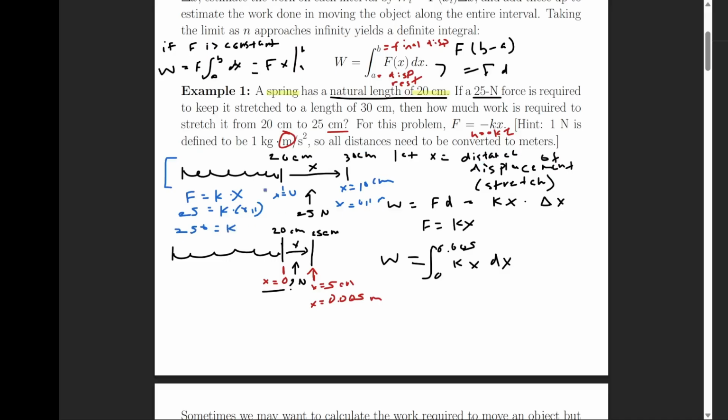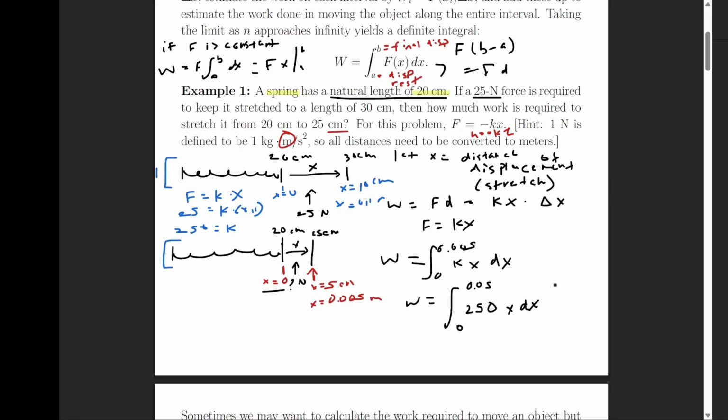Since k is a constant, it's going to be the same for the same spring. The k for the first spring is going to be the same for the second spring. So if we plug in the k into this problem, work equals the integral from 0 to 0.05 of 250 x dx.